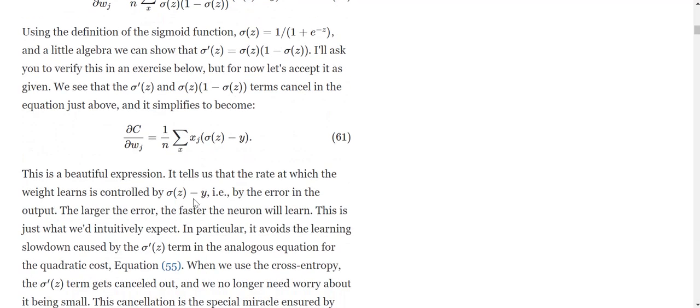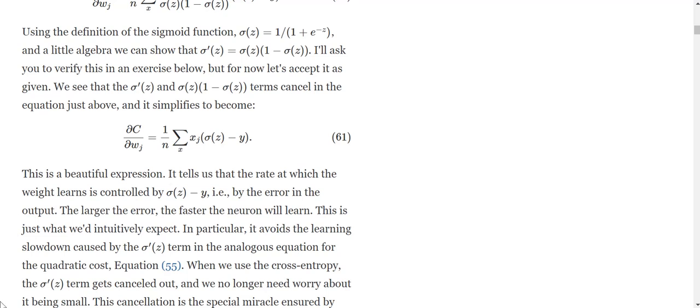So the partial derivative with respect to a particular weight is nothing but this, which is just take the particular input and multiply it by the difference between the predicted output, which is sigmoid of z, and the actual output. And this is a beautiful expression indeed. It tells us that the rate at which the weight learns is controlled by sigmoid of z minus y, that is, by the error in the output. The larger the error, the faster the neuron will learn. This is just what we would intuitively expect.